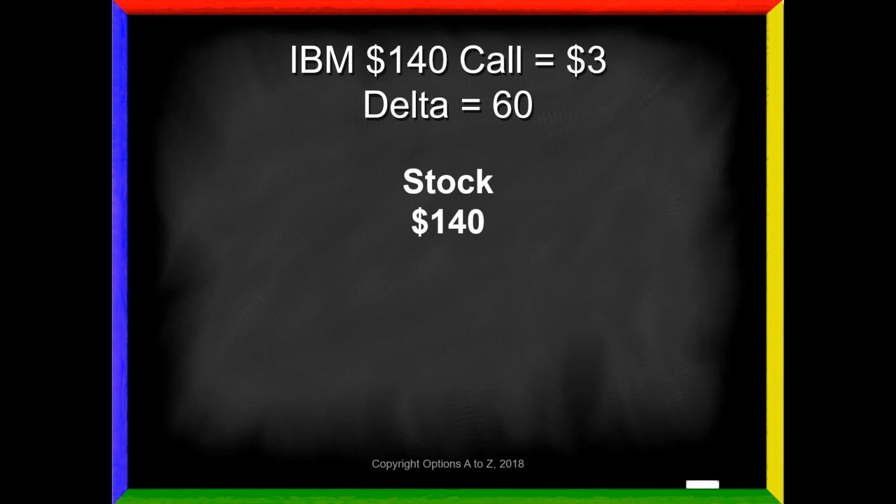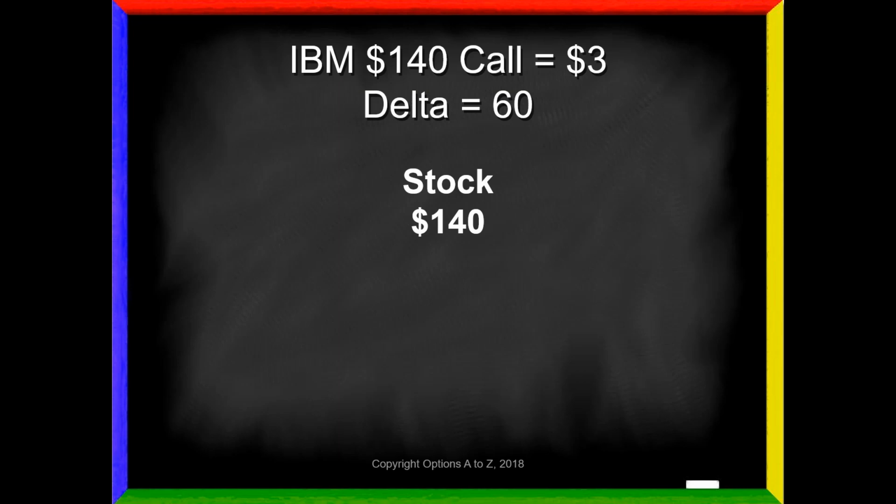Let's say that IBM's 140 call has an option price of 3. That's the premium that we would pay for that option. But we look at our broker's platform and it says it has a delta of 60. Now another point to understand, some platforms are going to show delta as a decimal. It might show 0.60. But because each contract controls 100 shares, it might show it as 60. It means the same thing.